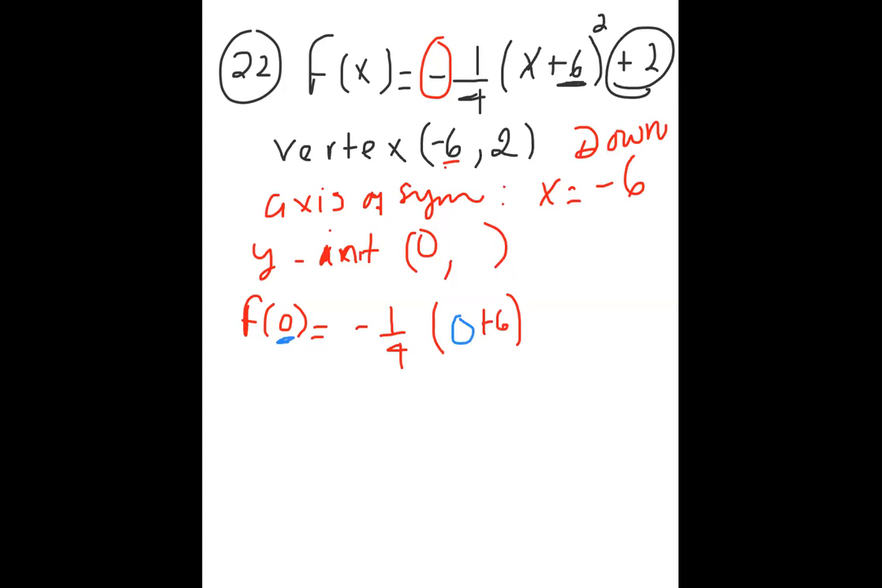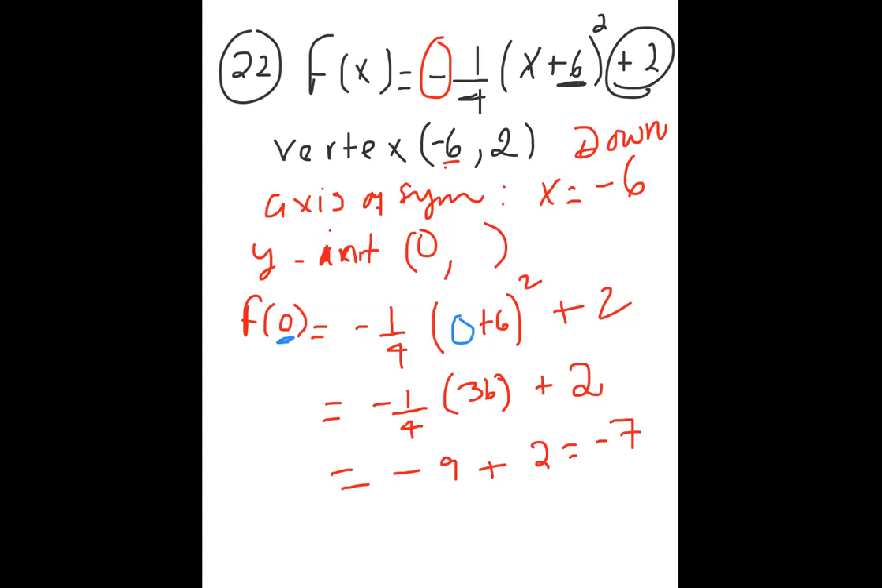Plus 6 squared plus 2. All right, let's do some work, guys. 6 squared is 36. Okay, so now I'm going to take a quarter of 36. We're multiplying negative 1/4 times 36. That's the same thing as negative 36 divided by 4. Negative 1 times 36 is negative 36. Negative 36 divided by 4 is negative 9. Negative 9 plus 2 is going to give us a negative 7. So guys, the coordinate of the y-intercept is going to be at (0, -7).